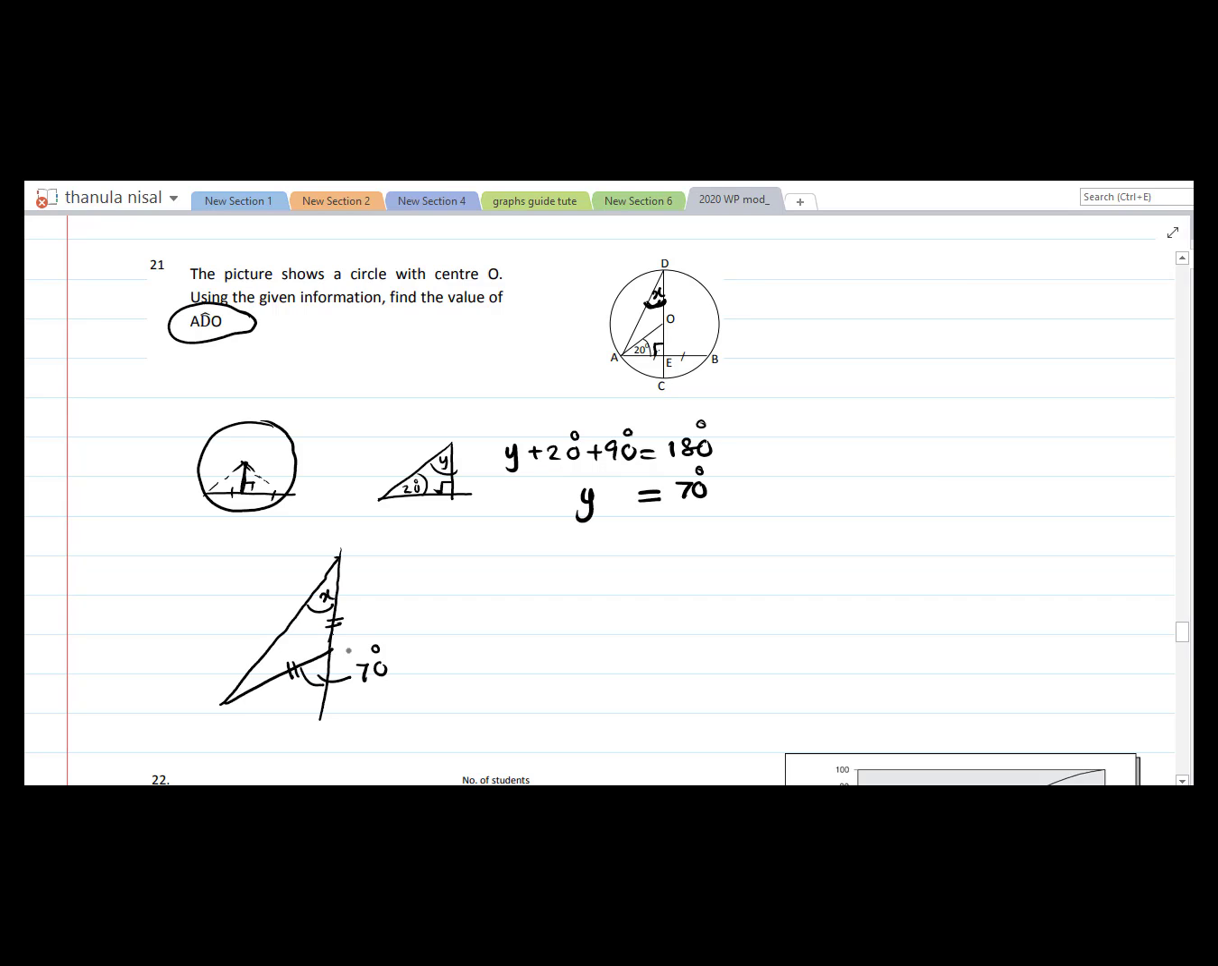We all know that this is an isosceles triangle. Why? Because these two lengths are the same as they are the radius of the circle. Therefore, if this is x, this should be x. Then adding these two will give 70 as the answer. Therefore, x plus x equals 70. 2 times x equals 70. Therefore, x is equal to 70 over 2, that is 35 degrees is the answer.